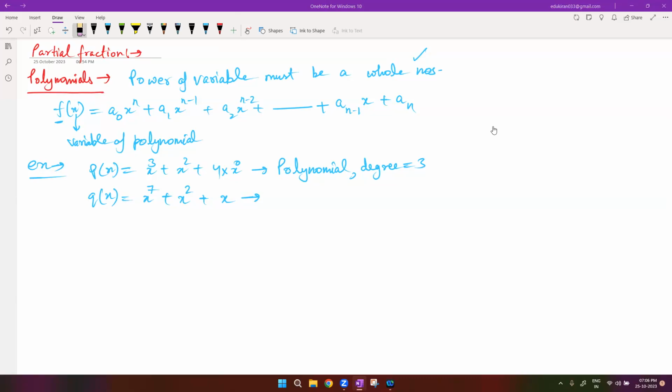Correct, Austin. Why? Why, Austin? The powers, what's the problem with powers? Tell me exactly the problem with powers. They're not consecutive. Okay, let's consider. There are 3 terms which contain x. The first term contains x to the power 7. So is the power of x a whole number?